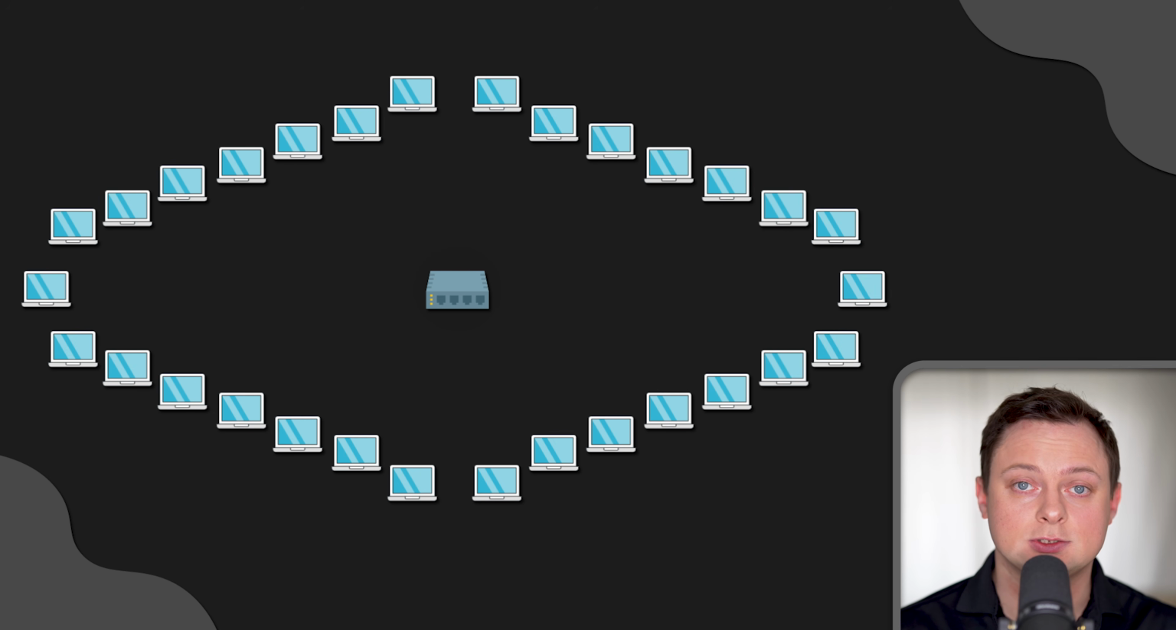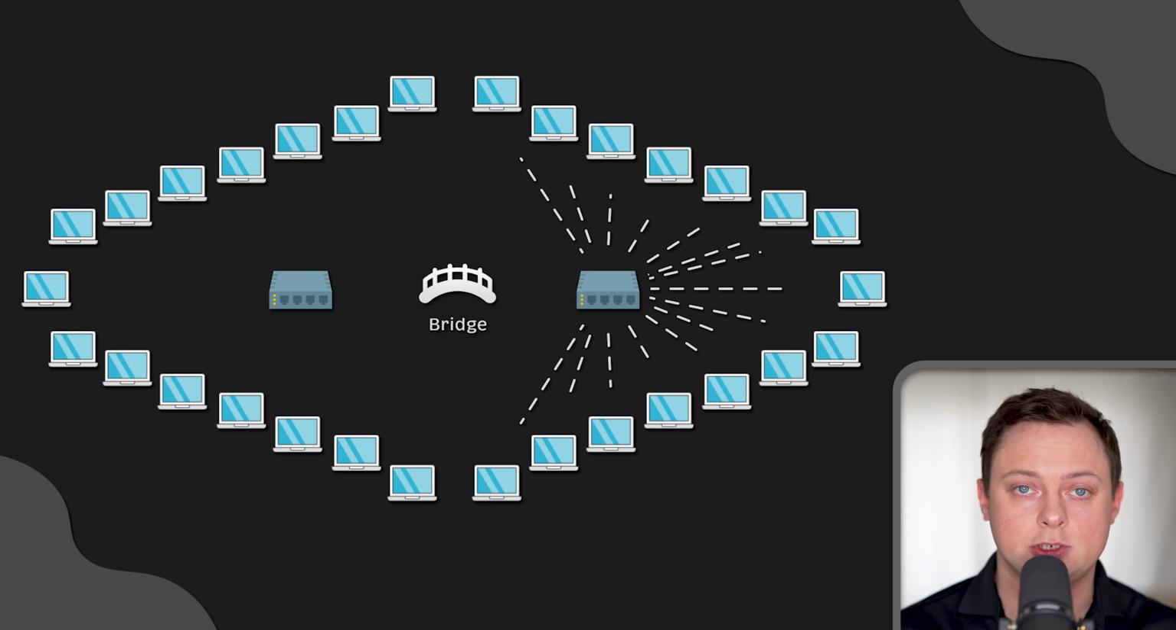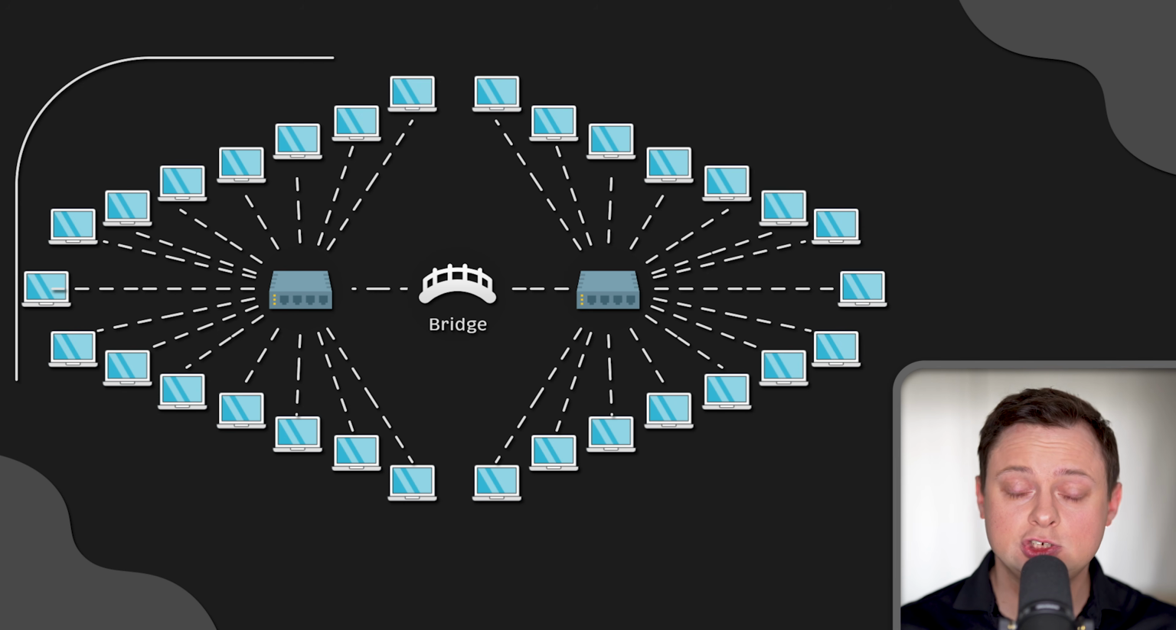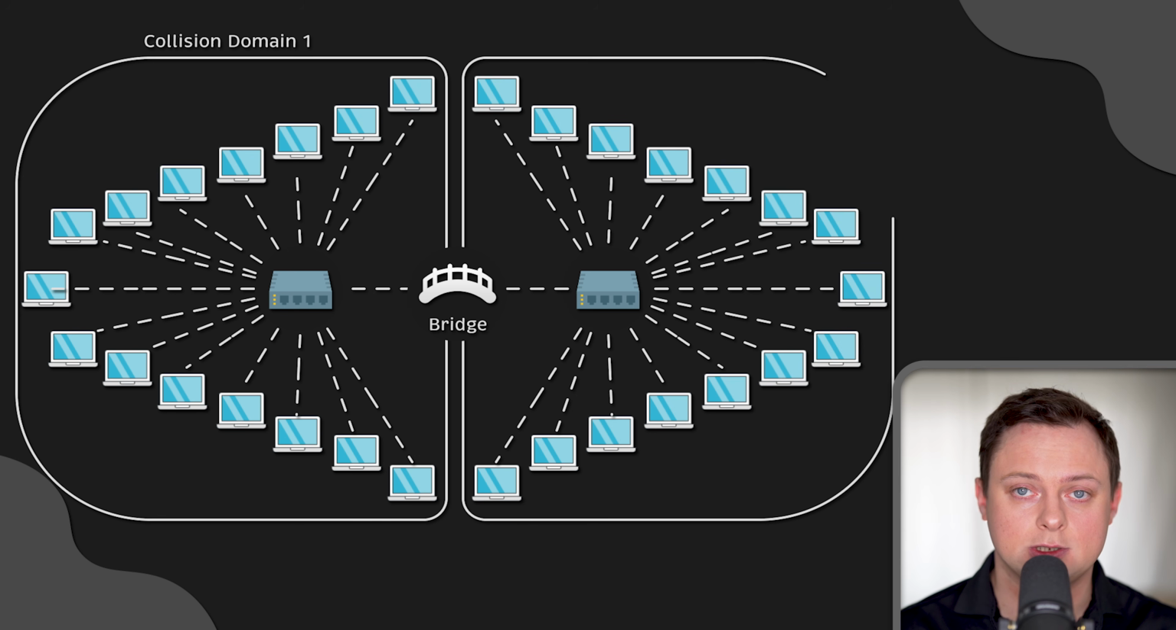In the early days, to solve this problem, the bridge was introduced. The bridge can divide the local network into multiple smaller networks. For example, we can split the original network with 30 devices into two networks with 15 devices each. And each network will get its own collision domain. Fewer devices on the network mean fewer chances of a collision happening.